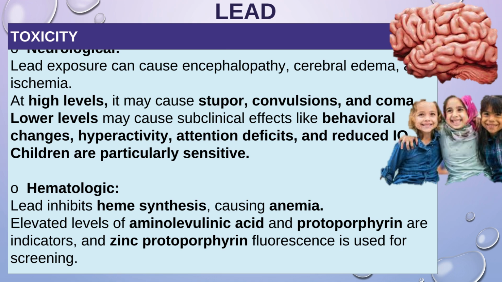Hematologic toxicity will manifest as inhibition in heme synthesis. So the kid is having a low IQ, the kid is anemic, and the kid is having ADHD. Those things as a whole will point to lead toxicity. Elevated levels of ALA or aminolevulinic acid and protoporphyrin are indicators, and zinc protoporphyrin fluorescence is used for testing.